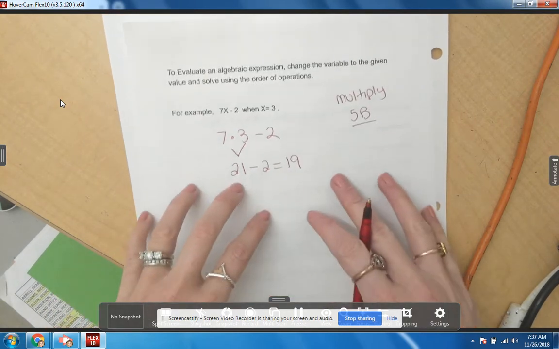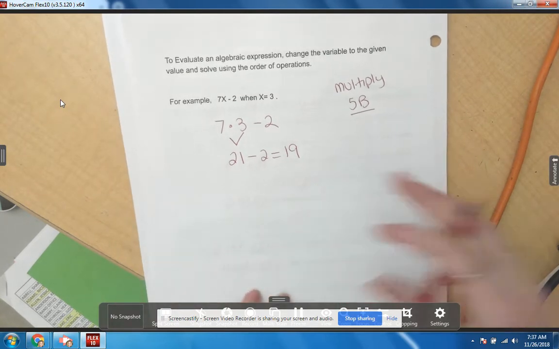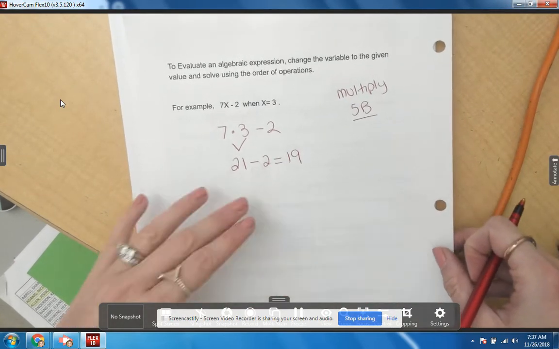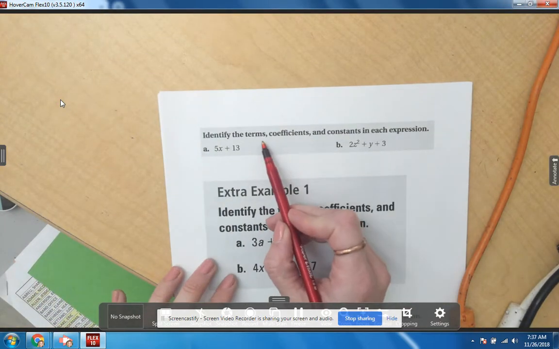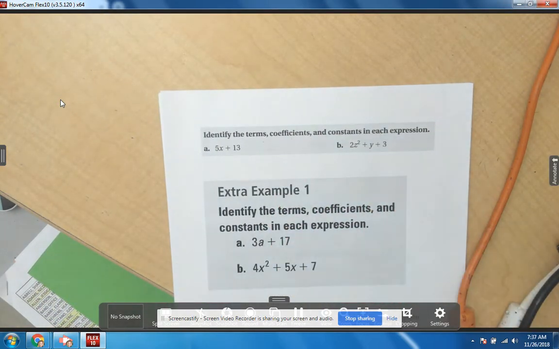Okay, so I'm going to have you do all the practice ones that I'm going to do now. Only the ones actually that I tell you to do. So if I say just watch, you don't have to do them. Okay, so let's take a look. The first one says identify the terms, coefficients, and constants in each expression. I do not want you to do any of these. I want you to just watch.